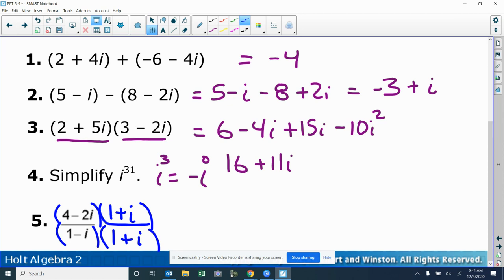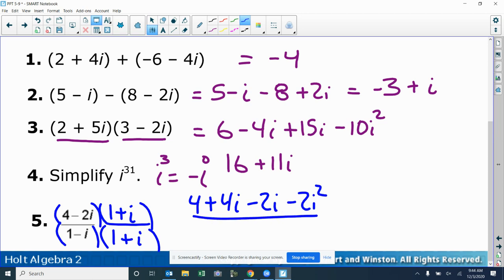Let's see. We're going to get 4 times 1 will give me 4, and it's going to give me plus 4i. 4 times 1, 4 times i. It's going to give me minus 2i, and I'm going to get minus 2i squared on top.